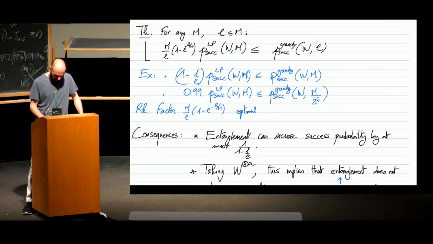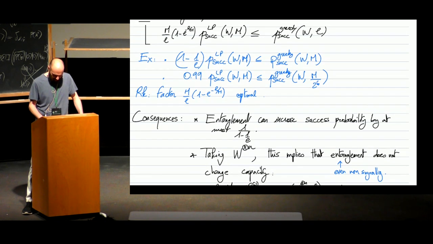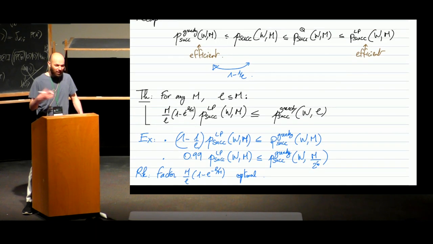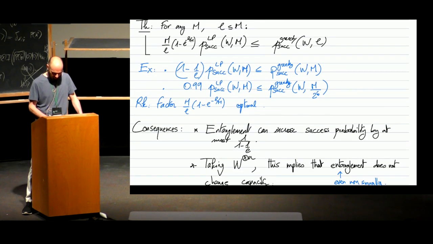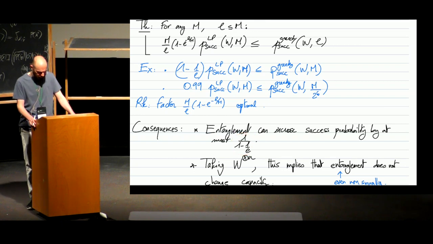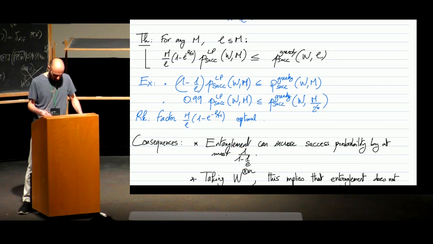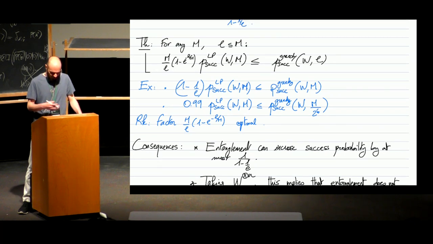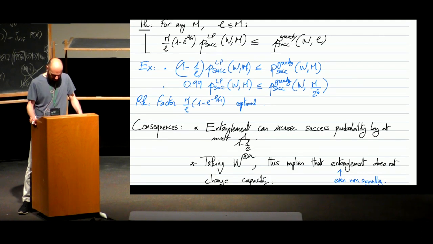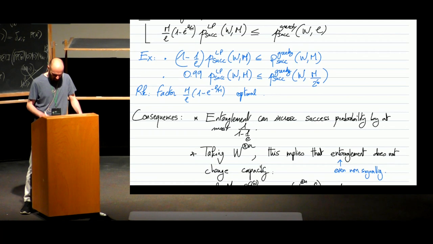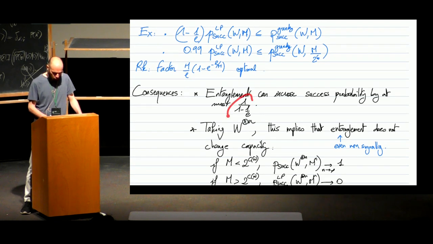Okay, so an immediate consequence of this is that entanglement cannot help by more than this constant factor. Even though there are examples where it helps, it cannot help by more than this factor. And even non-signaling cannot help by more than this factor. Okay, so again, it was using the specific properties of this sort of two-player game. You can show that for this class of games, the difference between classical and quantum is at most this.